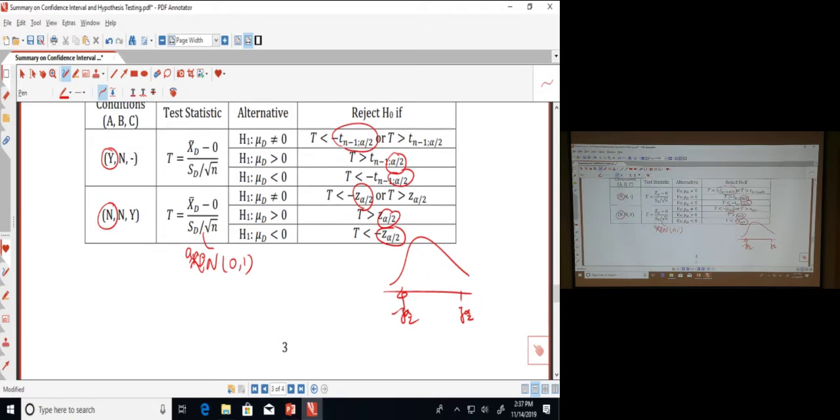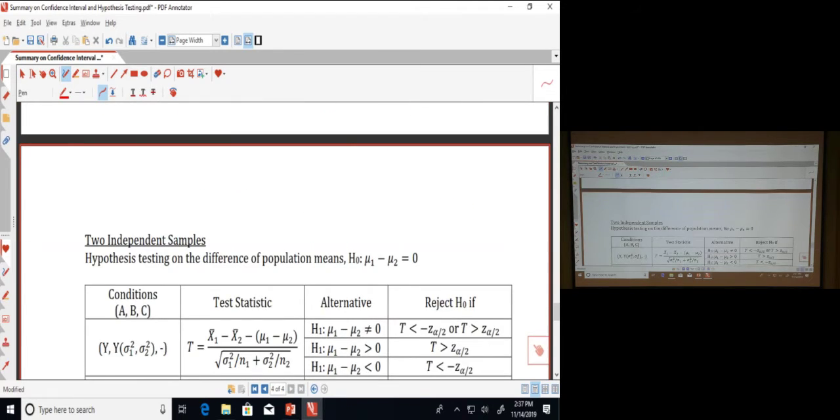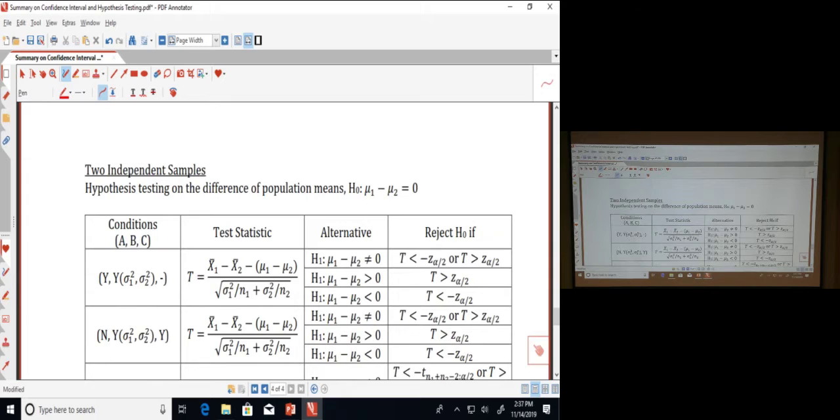The next one, 2 independent samples. This we discussed before. So normal population, known variance. Now, in fact, what I should do, which I did not do, is to substitute the value of this one. So that's why the test statistic, in fact, does not have this part, because under the null hypothesis, it is 0. Am I right?